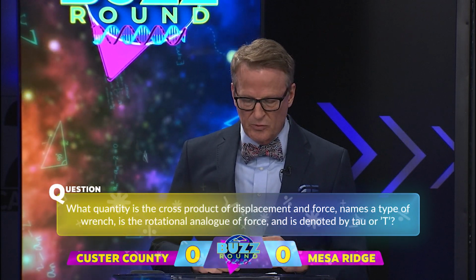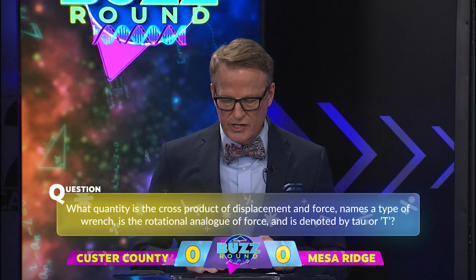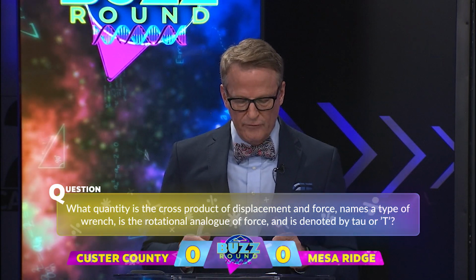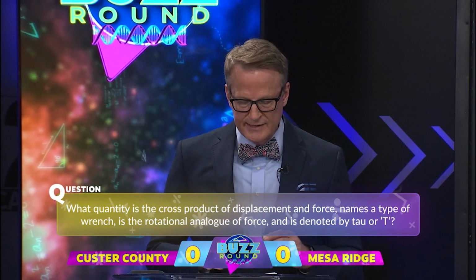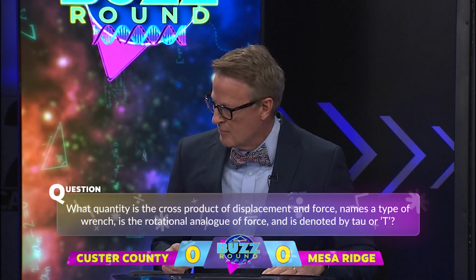Beginning now. What quantity is the cross product of displacement and force? Names a type of wrench. Is the rotational analog of force and is denoted by tau. Paul. Torque. Torque is correct. And Custer County is on the board first.